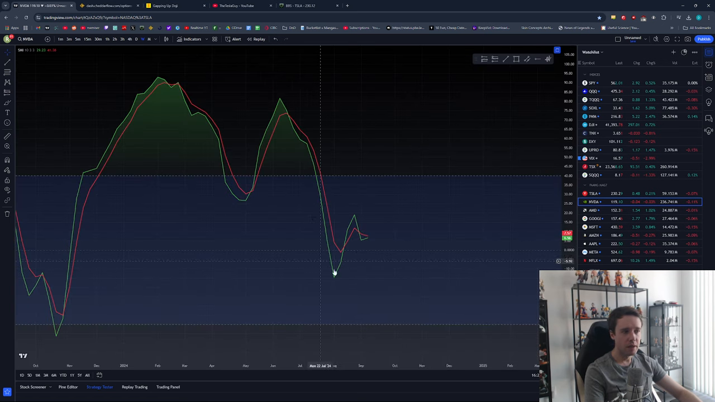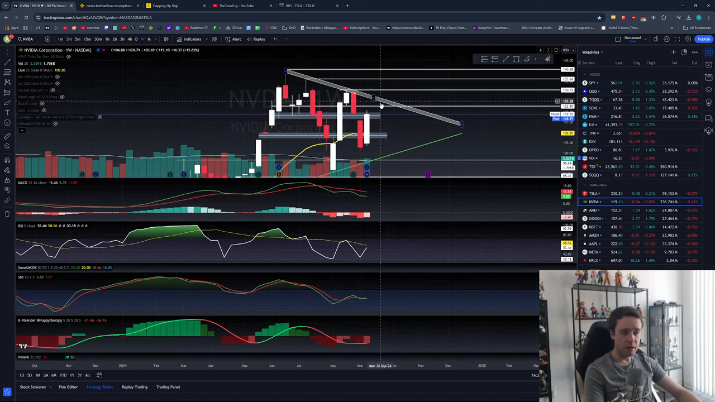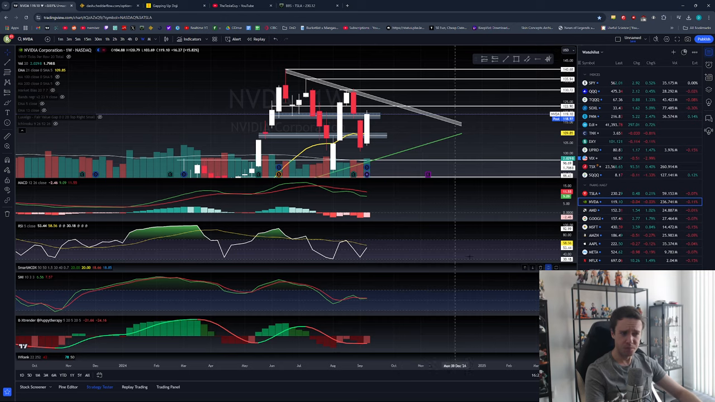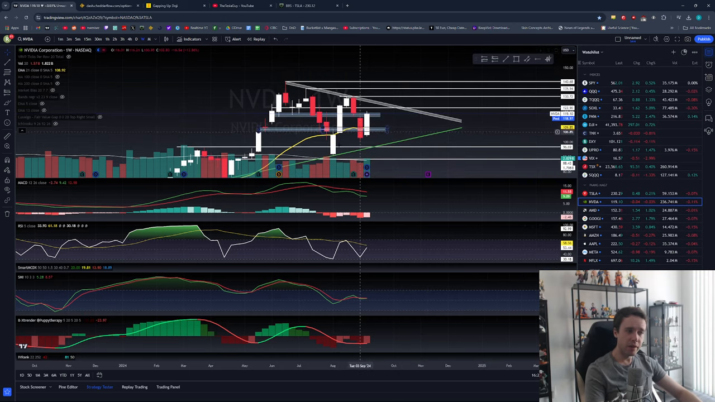On the weekly, for instance, the stochastic has a bearish crossover that could turn bullish if we rally up next week or the week after. But the MACD is definitely showing some weakness, and the BX trend is not showing too much strength. It does show a higher low, but it's not a crazy higher low. So on the weekly, NVIDIA can definitely use some work.